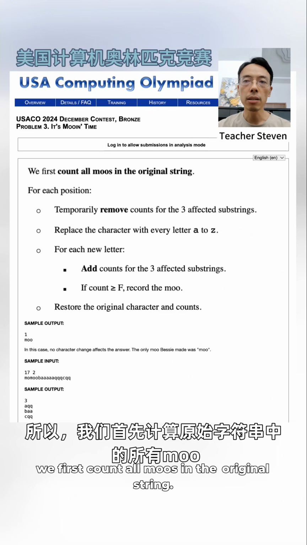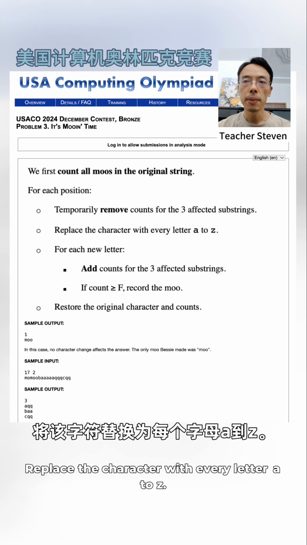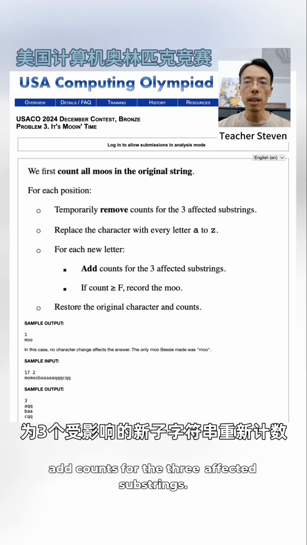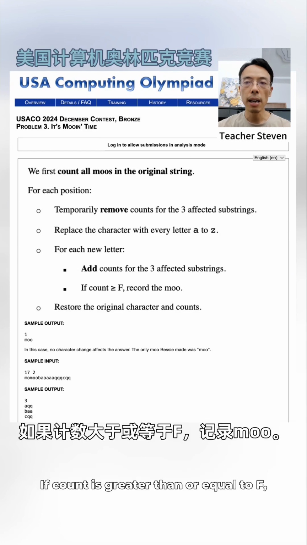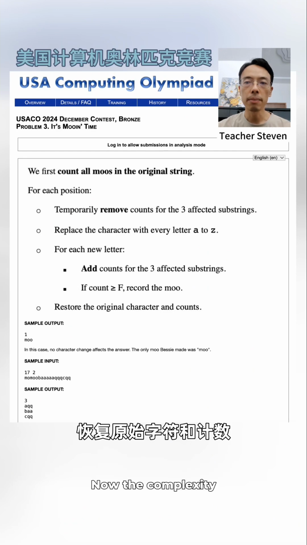So we first count all moos in the original string. For each position, temporarily remove counts for the 3 affected substrings. Replace the character with every letter A to Z. For each new letter, add counts for the 3 affected substrings. If count is greater than or equal to F, record the moo. Restore the original character and counts.